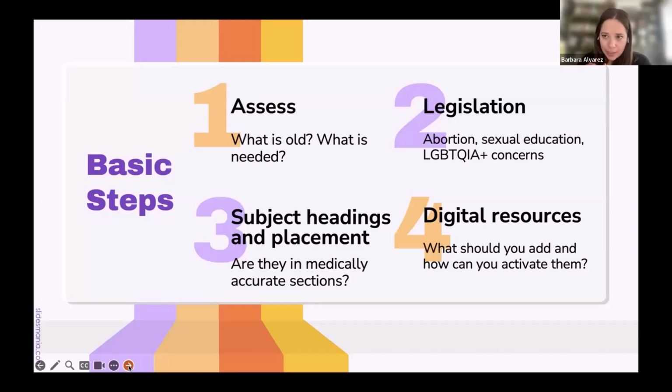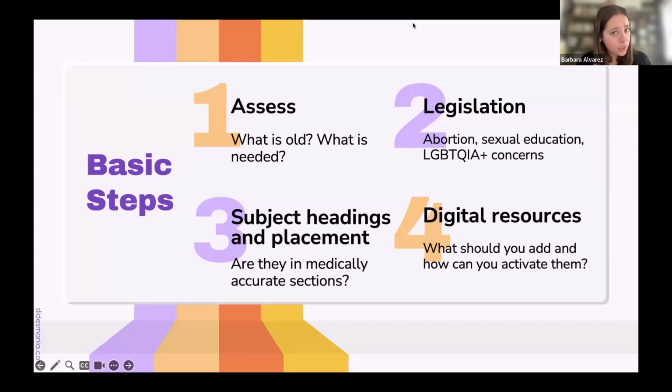Then the fourth piece with collection development is thinking about your digital resources, because truthfully, there are only so many physical resources that we can add, first of all in terms of our budget, and in terms of what's readily available, perhaps in terms of our shelf size, things like that. So digital resources are a great way to complement our physical collection. Where might you find that digital resources can complement your physical collection? And also, how can you activate the digital resources?